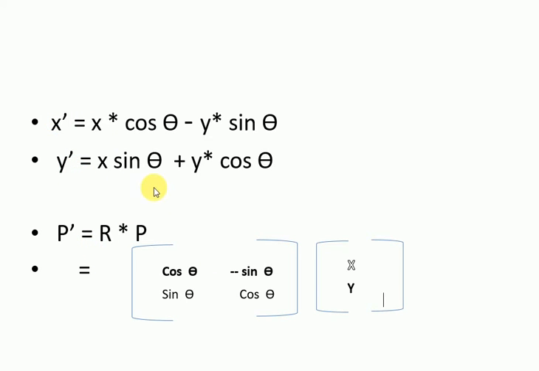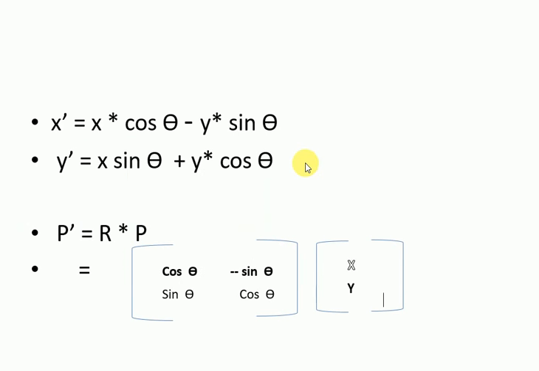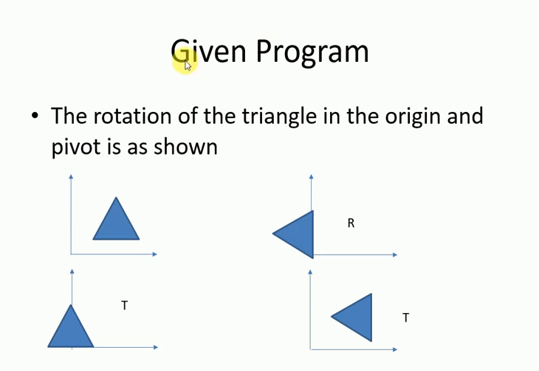Representing the same thing in matrix form: cos theta, minus sine theta, sine theta, cos theta, multiplied with x and y. So multiplying this, we get x dash and y dash. Now the two-dimensional matrix representation of the same thing: x dash, y dash and 1 equals cos theta, minus sine theta, 0, sine theta, cos theta, 0, 0, 0, 1, multiplied with x, y and 1. When these are multiplied, we get x dash and y dash. This is the two-dimensional representation of this equation.